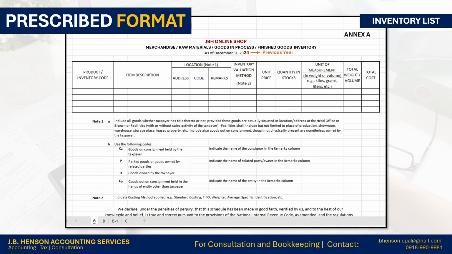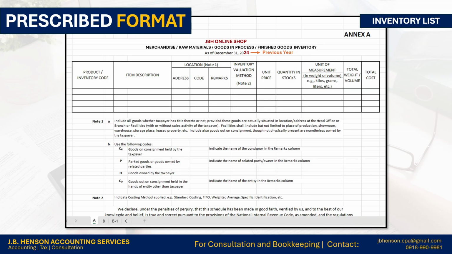Kapag magpe-prepare tayo ng ganito, January na. Kasi kailangan muna nating matapos yung December 31 dahil sa December 31 pa lang tayo magi-inventory count. So, kapag magpe-prepare na tayo, January na. So, ang year na dapat nandito is yung previous year. So, for this example, we are submitting on January 2025, kaya December 31, 2024 ang ating ilalagay dito.